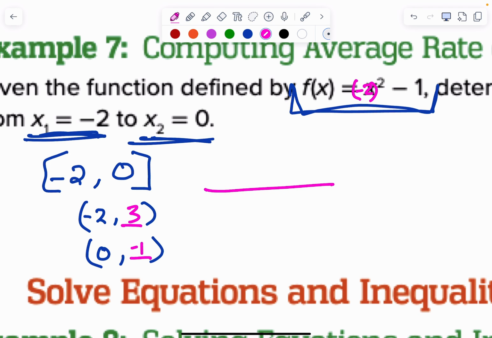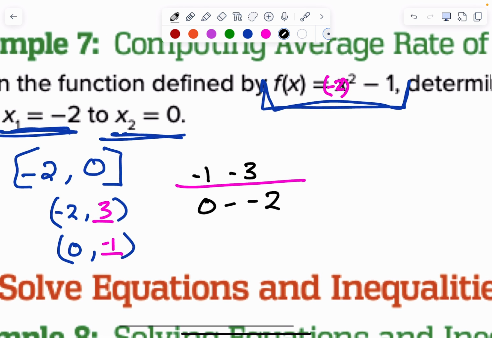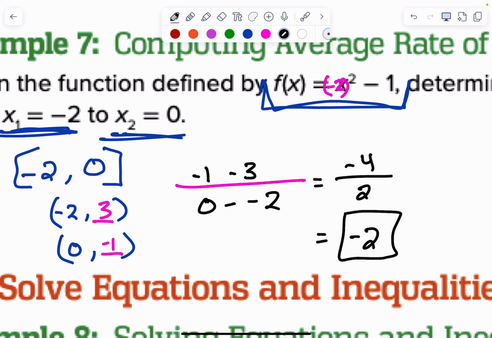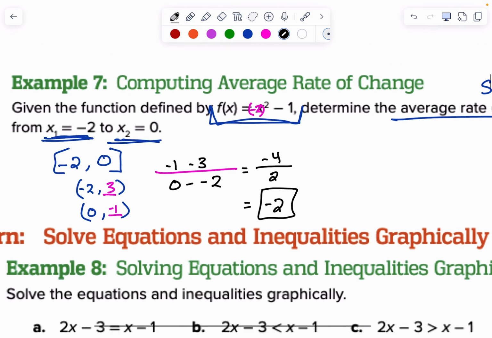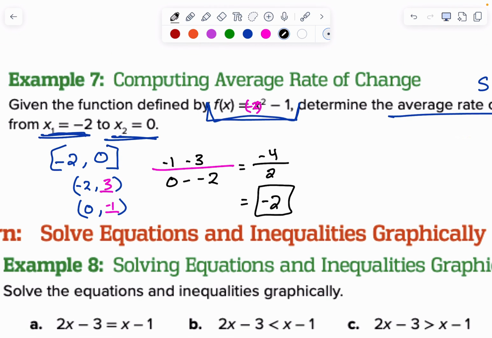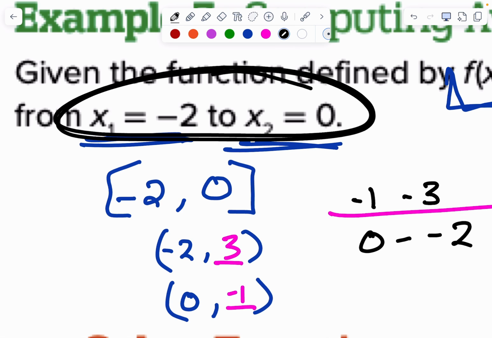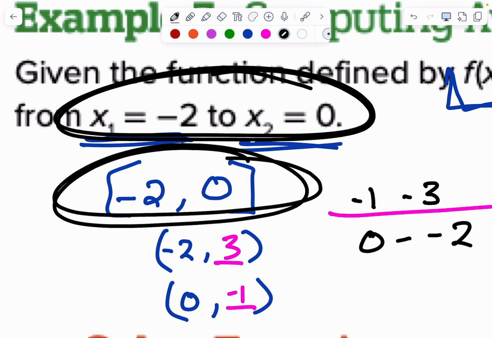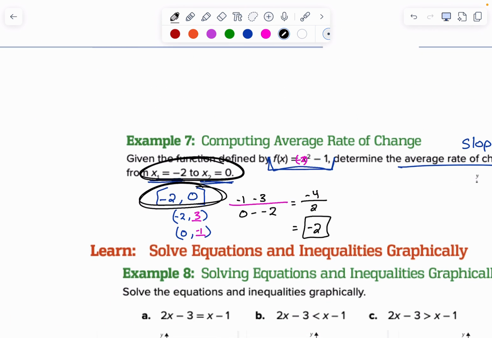Now I do my slope. y2 is -1 minus 3 over 0 minus -2, or 0 plus 2. So this is going to be -4 over 2, which is -2. And we don't have any units, but it might be like -2 feet per second or -2 degrees per hour, whatever, right? But -2 is the slope. So just warning you that instead of doing this, they might do this instead, and that's just going to tell you where your starting and ending point are. Got it? Not too bad.